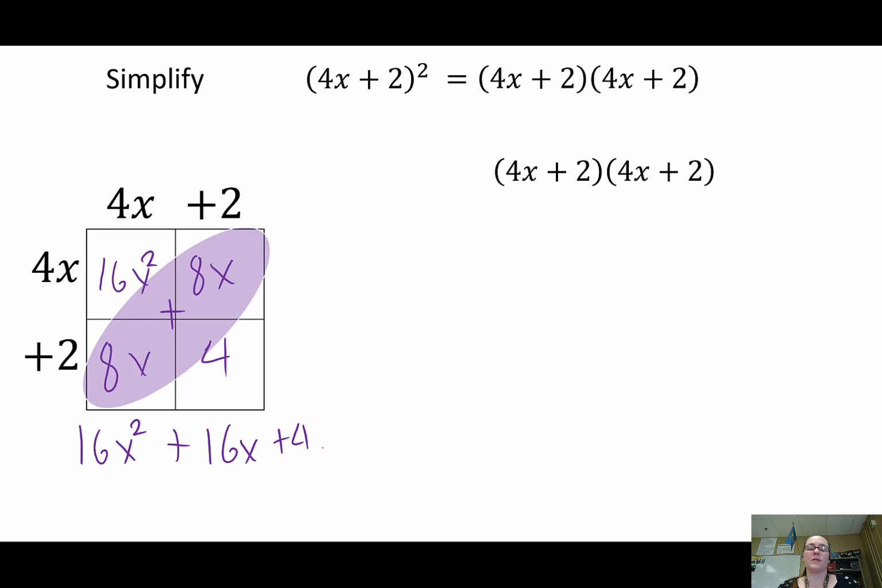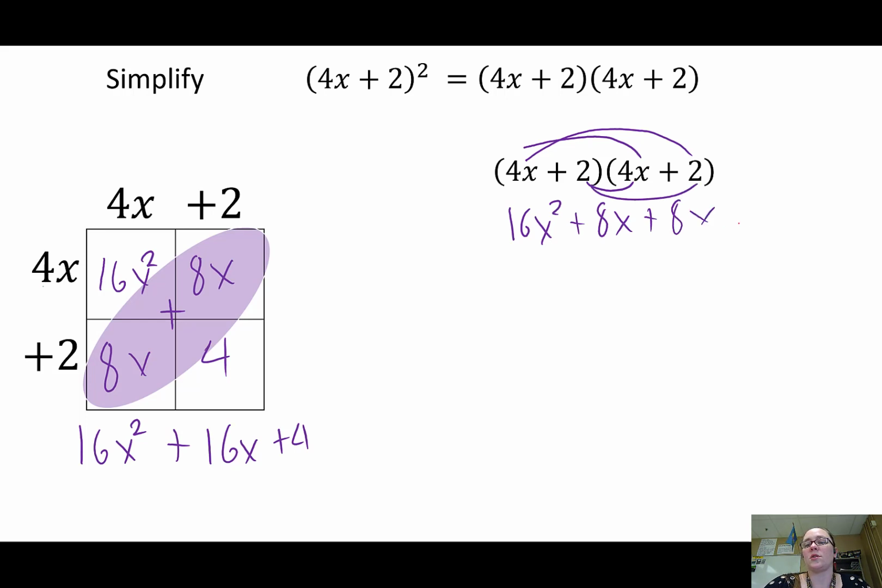Double distributive still works here. So 4x times 4x gives me 16x squared. 4x times 2 gives me 8x. 2 times 4x gives me another 8x. And 2 times 2 gives me 4. Combine like terms, and I get 16x squared plus 16x plus 4.